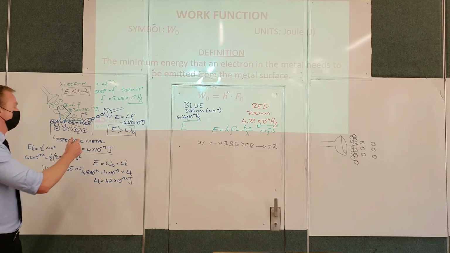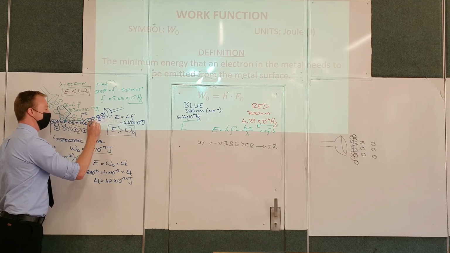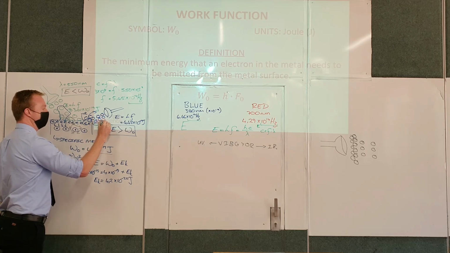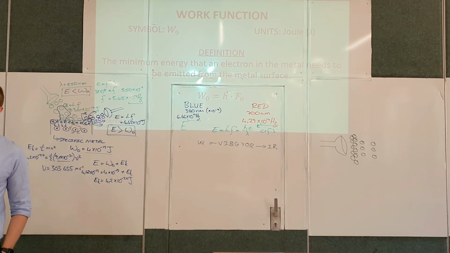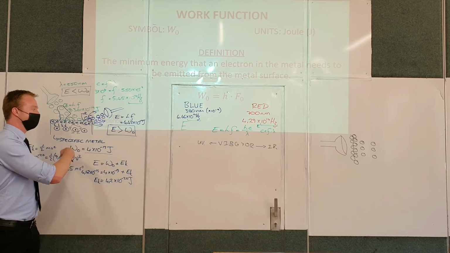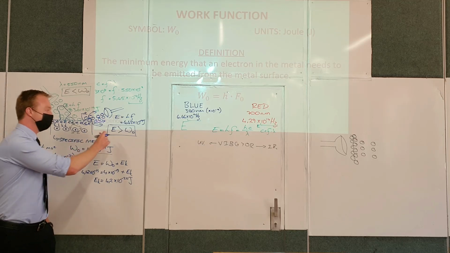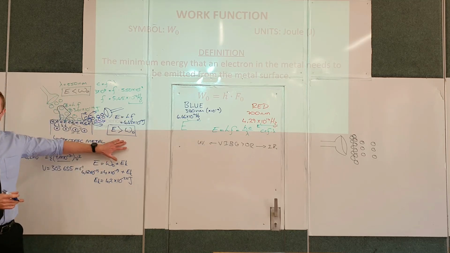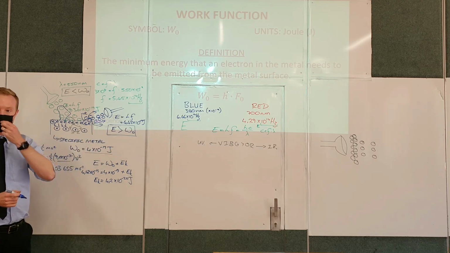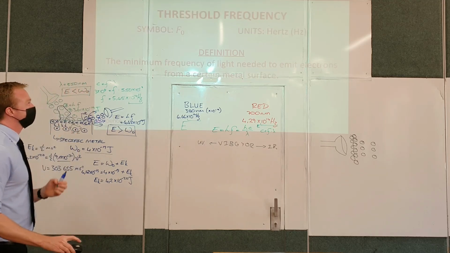And now, because we are already ejecting electrons, by increasing the intensity, I'm going to be increasing the number of photoelectrons that are ejected. Because I'm already ejecting electrons, if I increase the intensity, I'm going to eject far more electrons. So the intensity only matters once the photon has more energy than the work function.